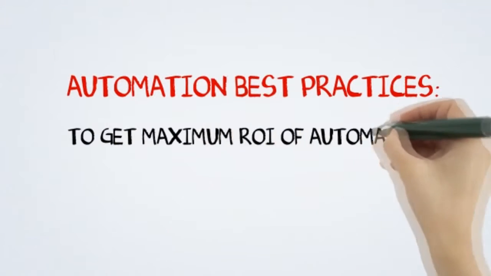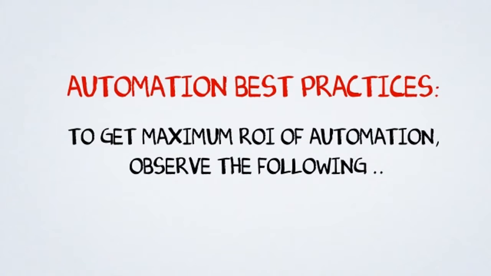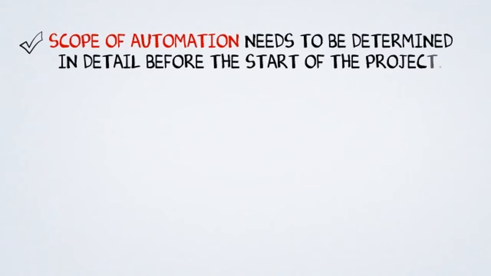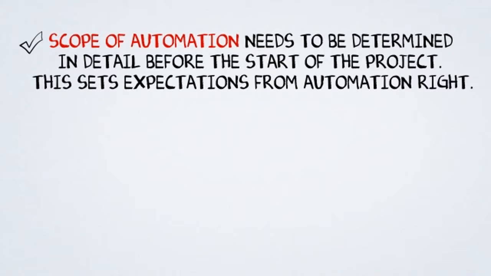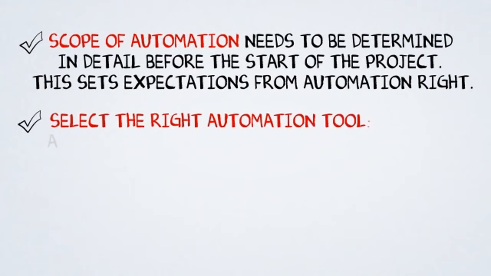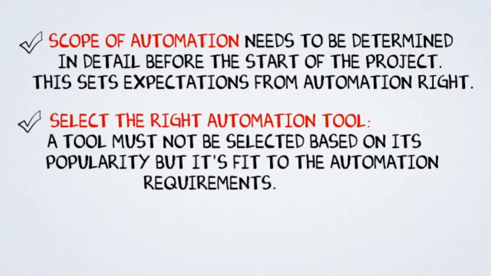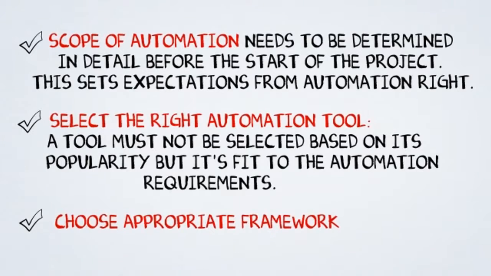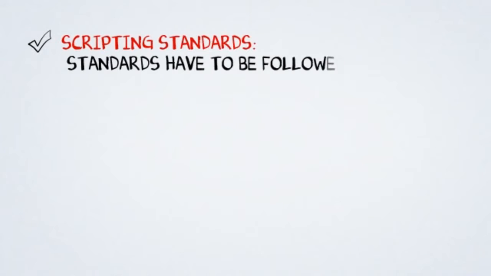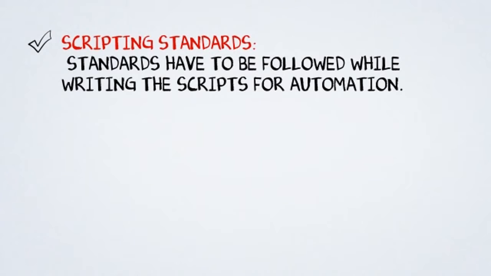Automation best practices. To get maximum ROI of automation, observe the following. The scope of automation needs to be determined in detail before the start of the project. This sets the expectations from the automation right. Select the right automation tool. A tool must not be selected based on its popularity, but its fit to the automation requirements. Choose an appropriate framework. Scripting standards. Standards have to be followed while writing the scripts for automation.